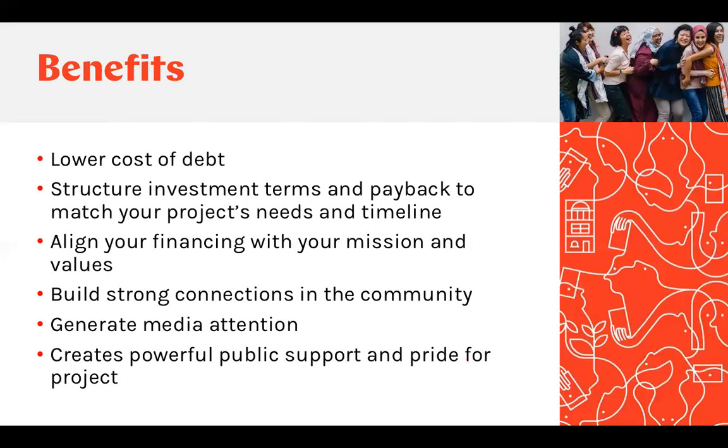Whereas a bank might not value, for example, that you're impacting so many lives or you're feeding so many people. So it can be a lower cost of debt. We've seen interest rates for community bonds range from as low as 3% to as high as like 7 or 8%, depending on the type of project they're being used for. And one interesting thing about bonds is they can really be structured to the project. And I'm going to give an example later, which is going to make this easier to understand.